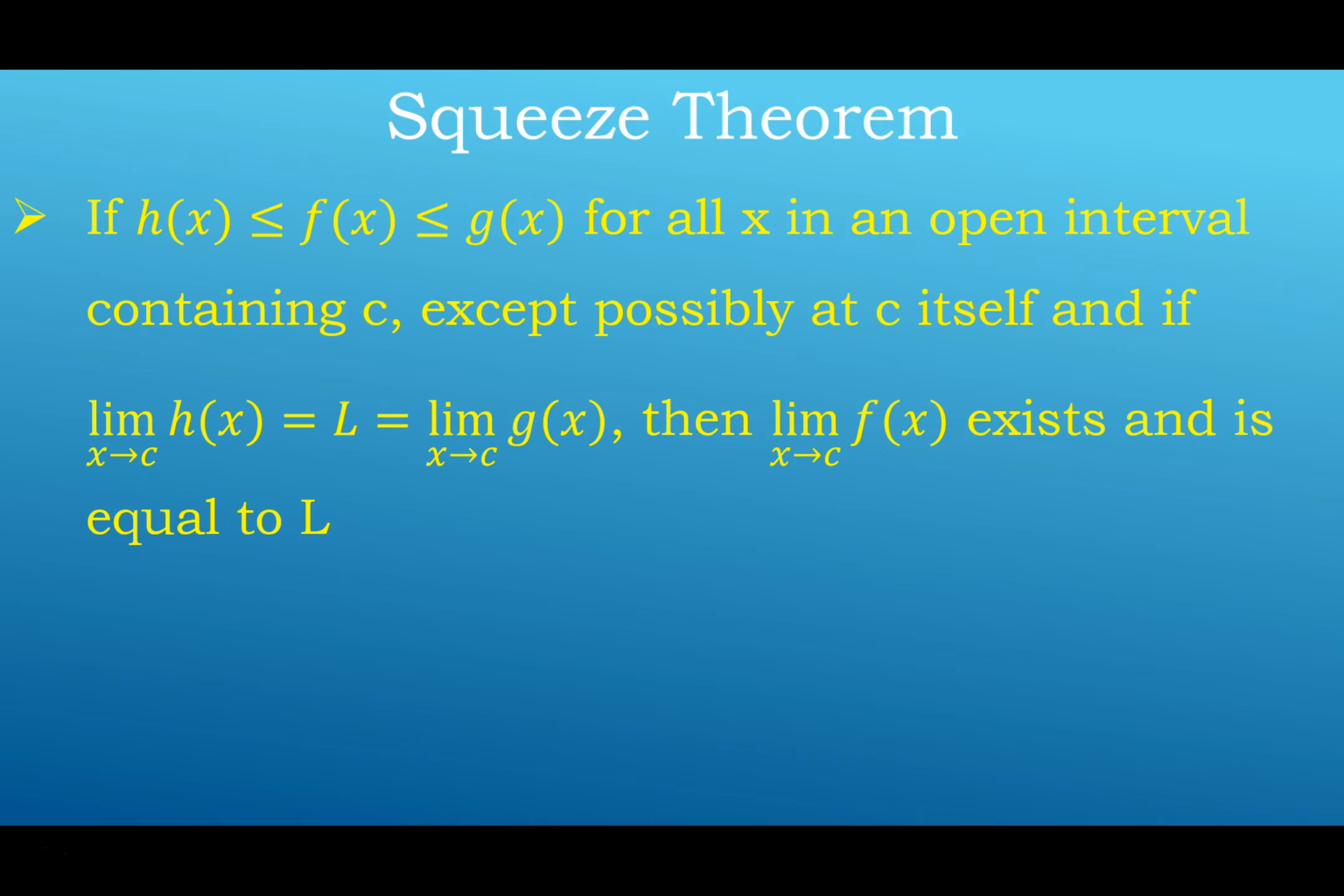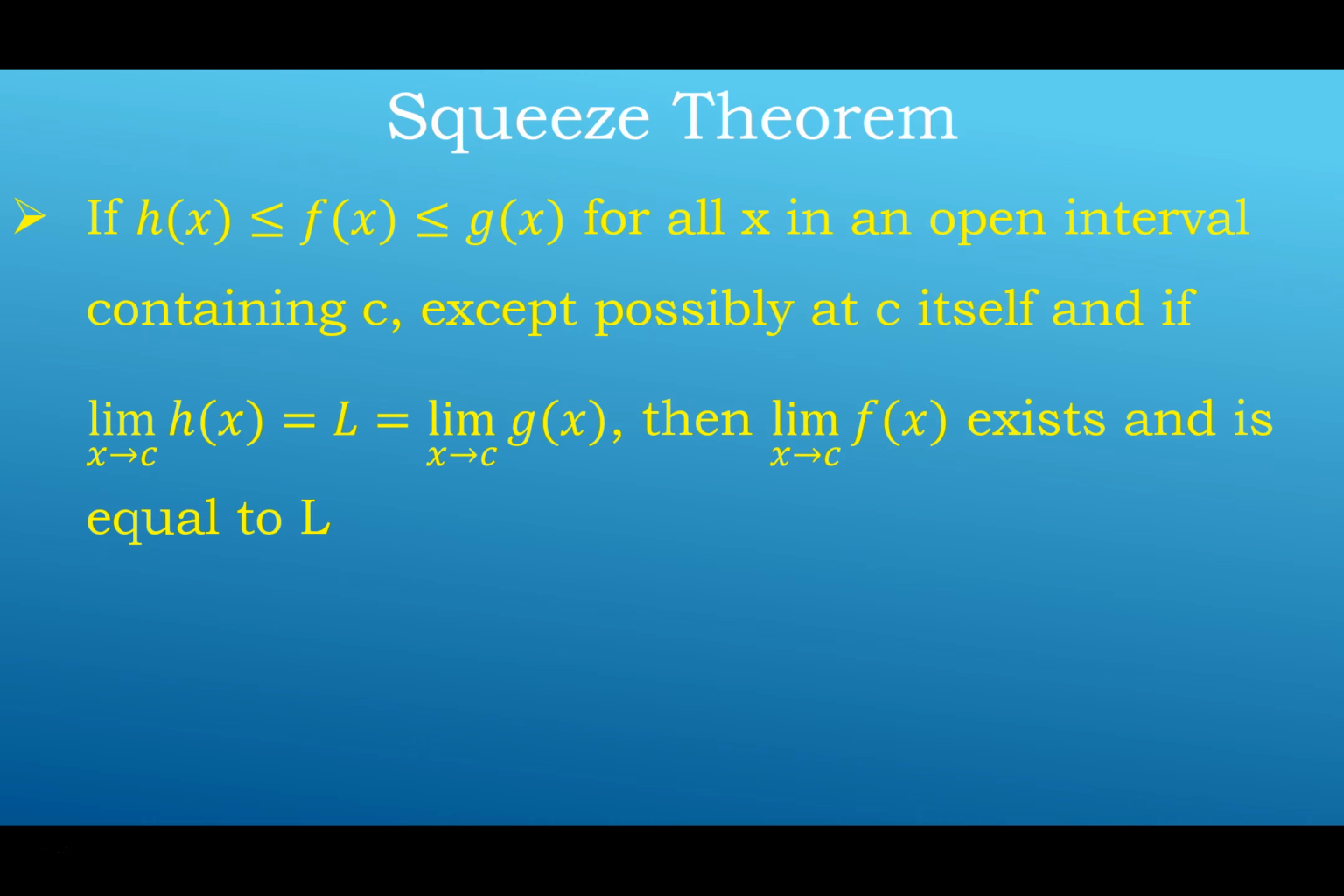Squeeze theorem. So what the squeeze theorem is saying is we have these three functions, h of x, f of x, and g of x. We define that h of x is the smallest, f of x is the middle, and g of x is the biggest. It's in between, f is in between h and g. Now let's say f of x is a function that we really can't evaluate on our own. We have no idea how to actually get the answer.